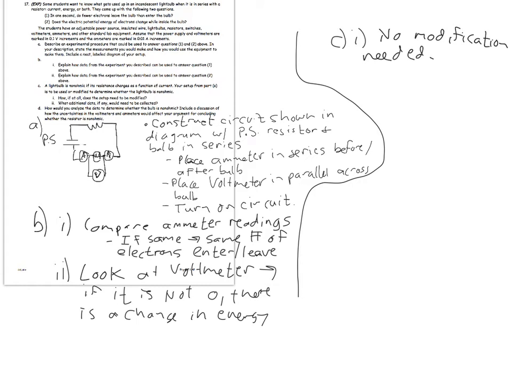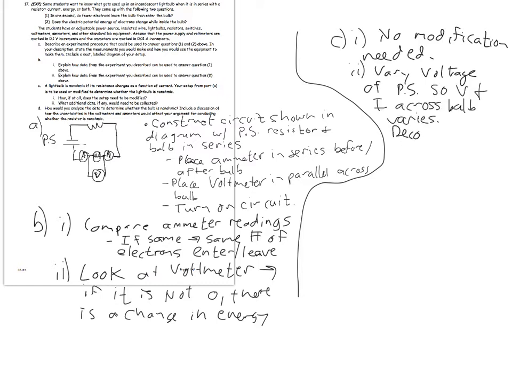We also could remove one of the ammeters, but again, that's really not needed. So what additional information would we need to collect? We would need to vary the voltage of the power supply so that the voltage and therefore current across the bulb varied. And then we're going to record those voltage and current readings. All right.